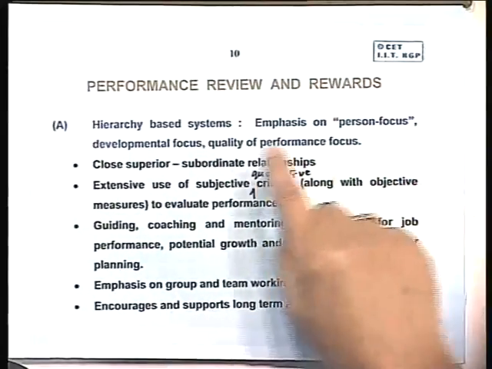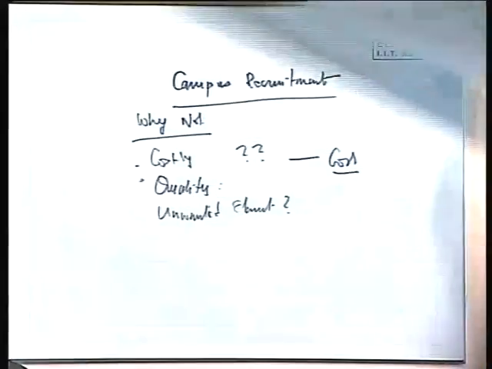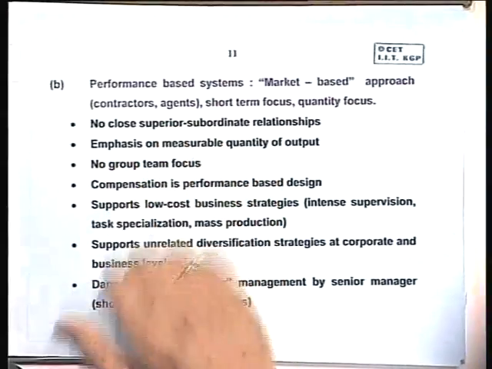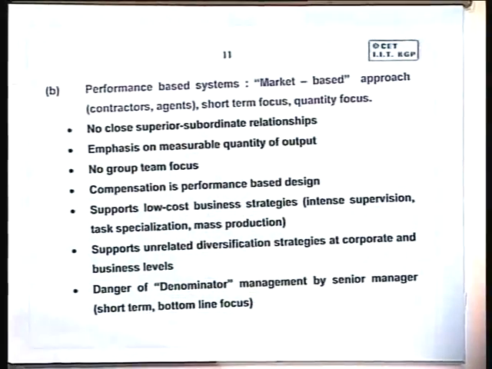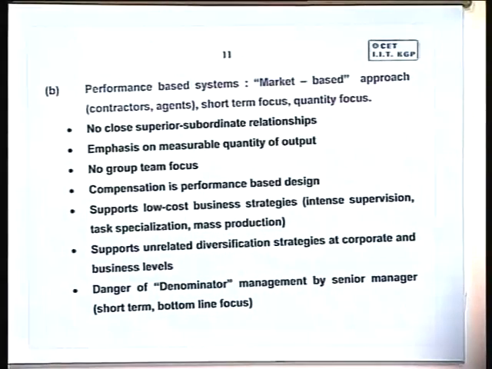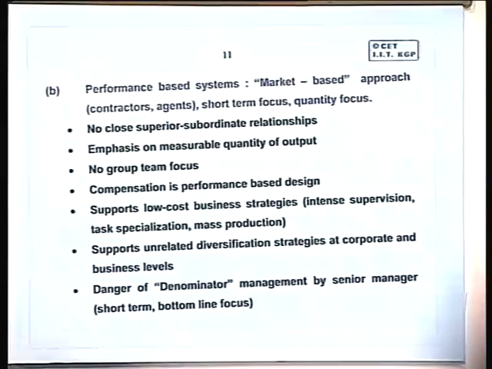So person focus, development focus, quality of performance. And the other side is performance based, which is the reverse: no close superior-subordinate relationship, emphasis on measurable quantity of output, quantitative basically, no group or team focus, compensation is performance-based design. What does that mean? That means the salary component, which is a fixed component, is low.